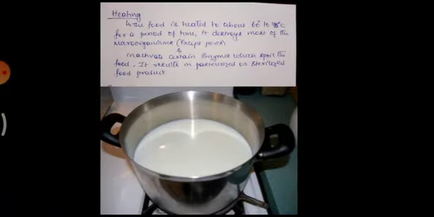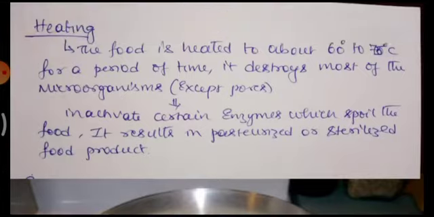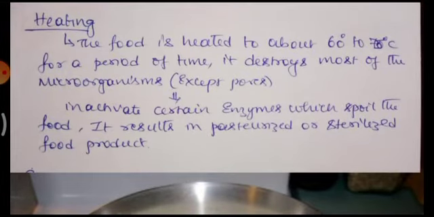Next is heating. Heating is a universal, simple, and famous method, and most of the food items are preserved by this technique. The food is heated to about 60 to 75 degrees Celsius for a period of time. It destroys most of the microorganisms. High temperature destroys the microorganisms, thereby the food is protected or preserved.